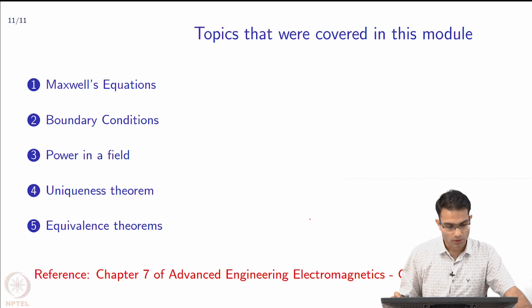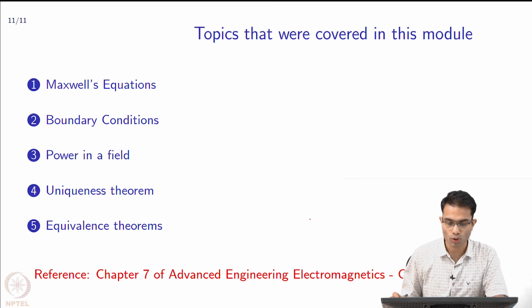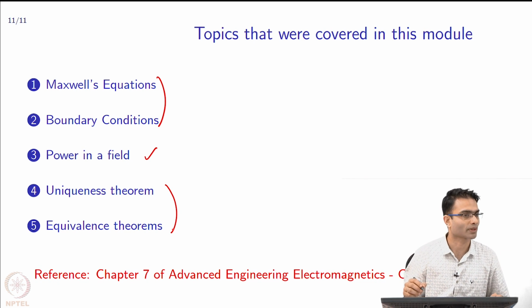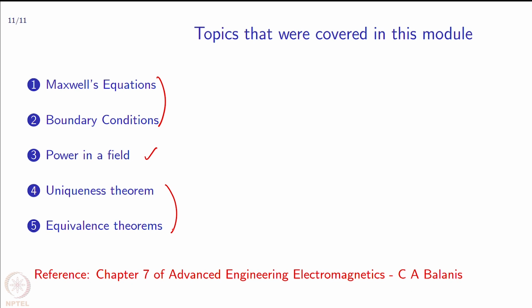Okay. So, to sort of summarize this module, we started with Maxwell's equations and boundary conditions, looked at the power, and these two were sort of advanced concepts in electromagnetics. Okay. So, you can look at chapter 1 and 7. Chapter 1 of Balanis will talk about topics 1, 2 and 3, and chapter 7 of Balanis will tell you about equivalence theorems and uniqueness theorems. Okay. It's a very nice readable book. Please have a read through it.